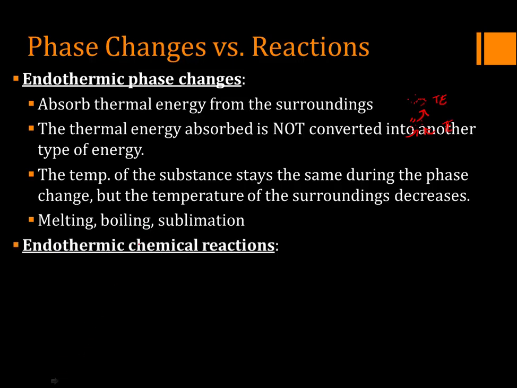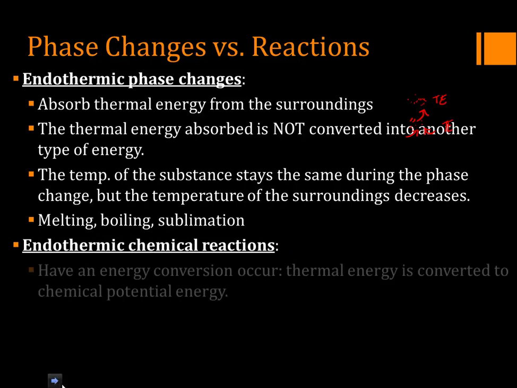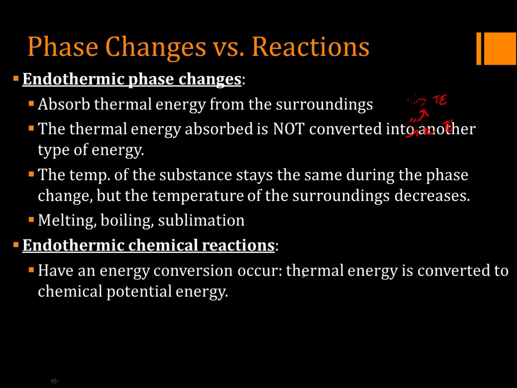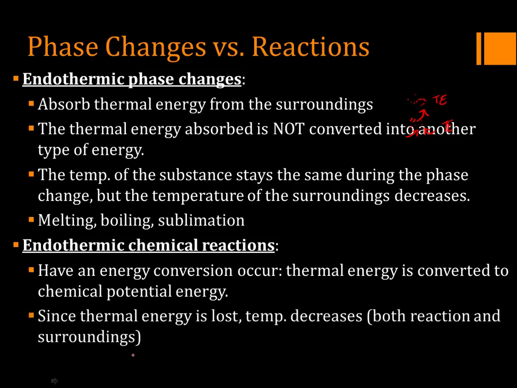Endothermic chemical reactions don't do this. They don't put the matter into a higher energy state. They take that energy and they change it into chemical potential energy. So thermal energy is converted into chemical potential energy, and that means the overall amount of thermal energy is less than when we started. Thermal energy is lost. It's changed into chemical potential energy, and this decreases the temperature of the surroundings and the reaction actually. And when you mixed vinegar and baking soda, you saw the temperature go down because the thermal energy was converted into chemical potential energy.